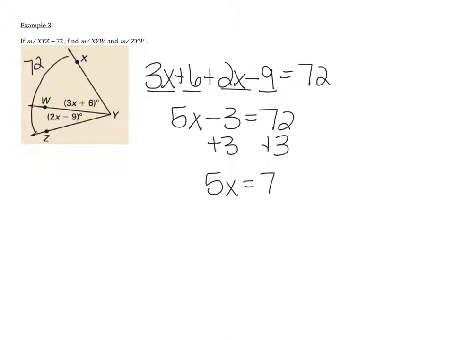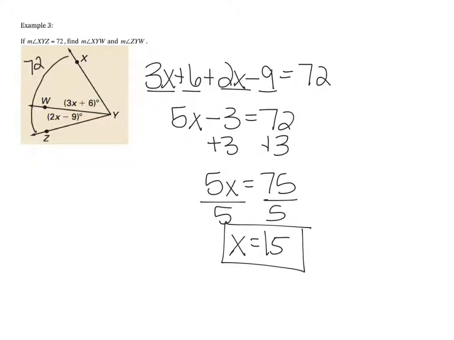5x equals 75. Divide both sides by 5, and we get x equals 15. Our problem asks to find the measures of angle XYW and the measure of angle ZYW. So simply stopping here is not enough. We want to take our x equals 15 and plug them back into our expressions for the two smaller angles.